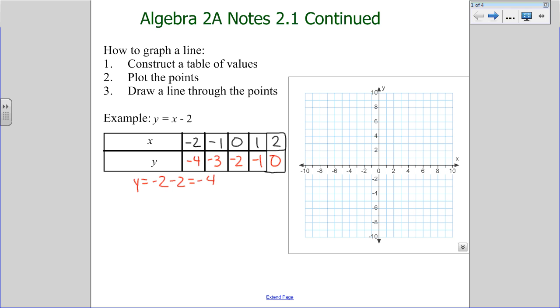We're going to plot those points. So negative 2 on the x-axis, negative 4 on the y. We did some graphing yesterday. Negative 1, negative 3. 0, negative 2. 1, negative 1, and then 2, 0. We're not creating a line segment, we're creating a line, so it's going to go past those 5 points. We're going to put arrows at the end to show that this continues. That's what a linear function does. So there's your first linear function.